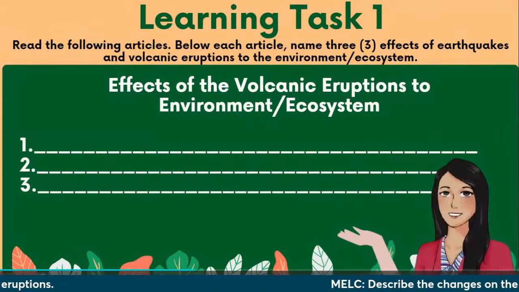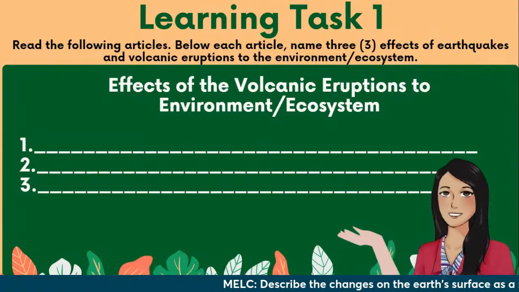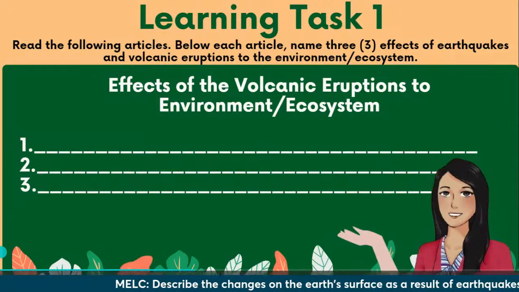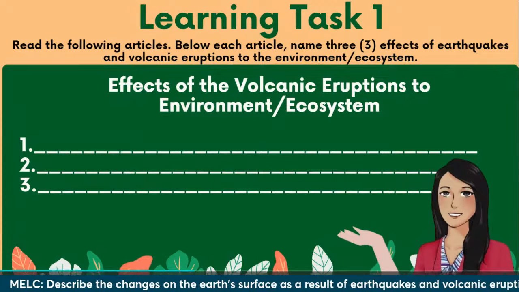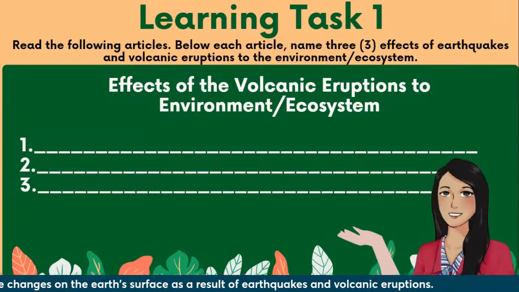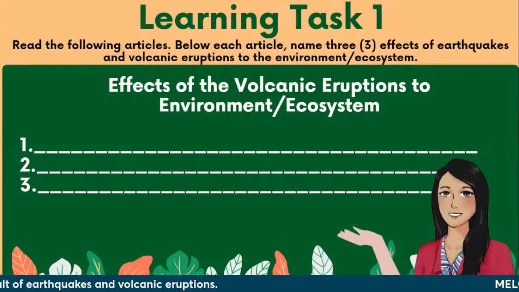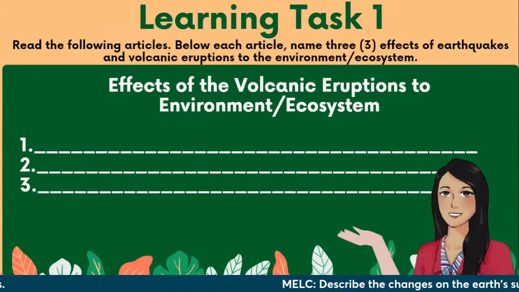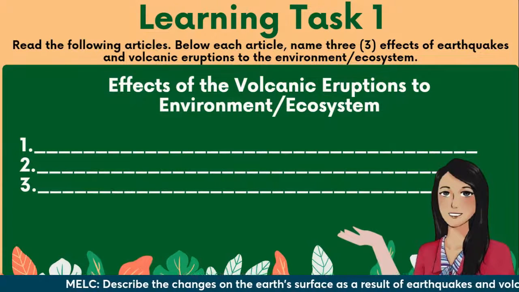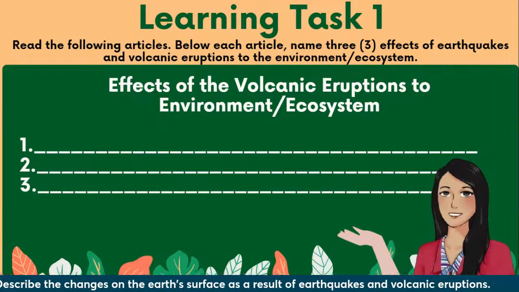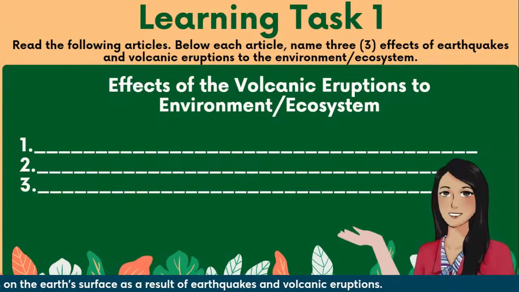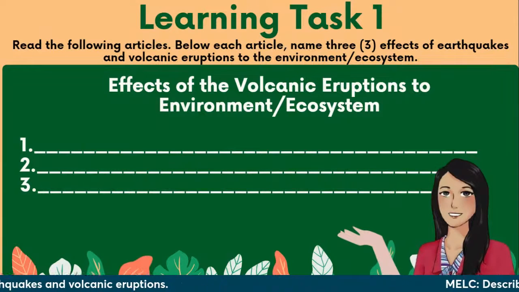All right, now write the 3 effects of the volcanic eruptions to the environment or ecosystem. Are you done? All right, give yourself enough time to answer this. You can review or reread the article on this screen, or you may use your copies of the textbook. Now let's proceed with our next activity. Ding, ding.